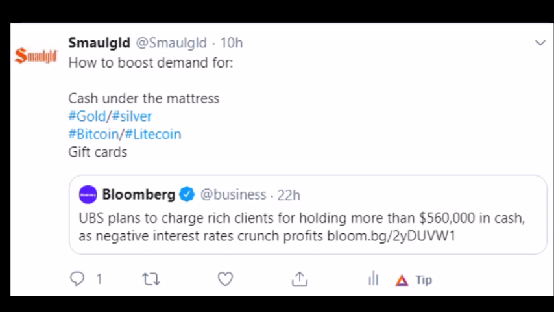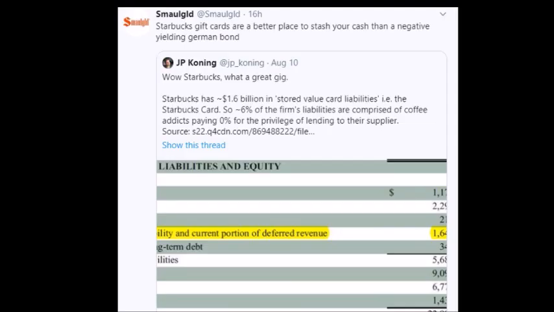Now, I mentioned gift cards. I want to show you something. It was unrelated, but it's very, very related. An astute person on Twitter, I don't know him, I don't follow him, his name is J.P. Koning, and he was remarking on the fact that Starbucks, this is pretty remarkable, has 1.6 billion in stored value card liability. So I guess people who frequent Starbucks, they get these gift cards, and I don't know why, they top them up and then they use them.